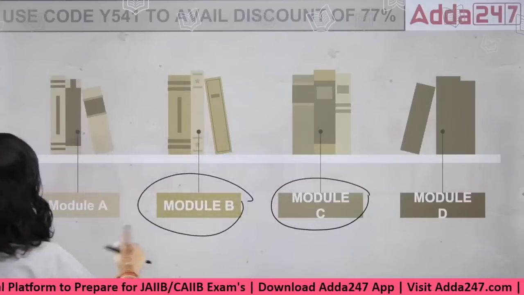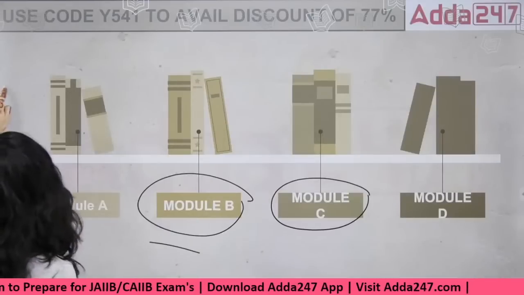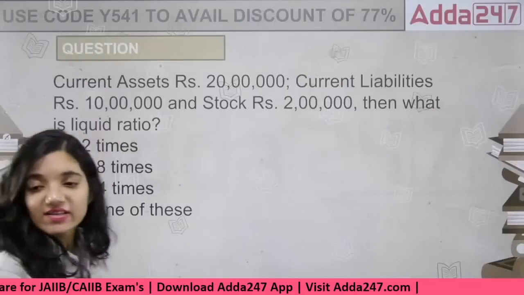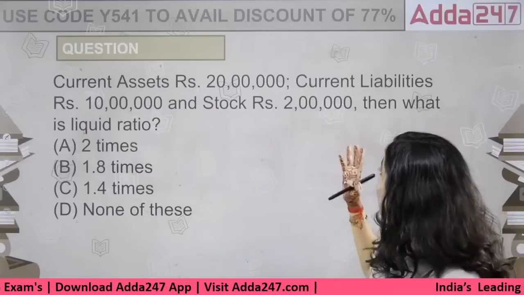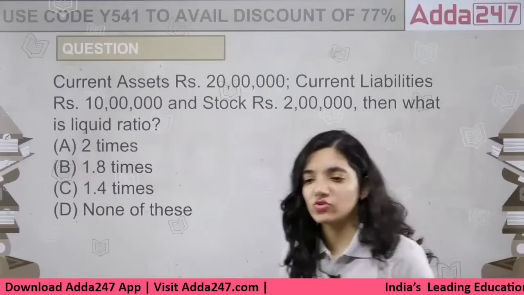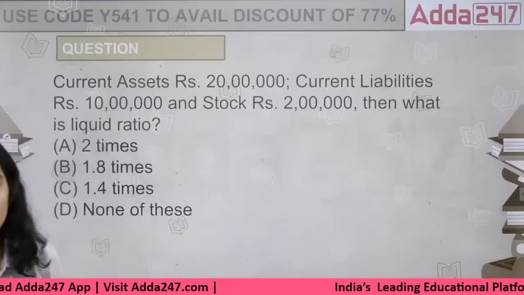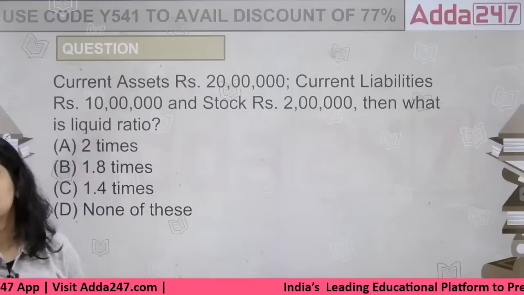Okay, here comes the first question for the marathon. The first question says the current assets are rupees 20 lakhs, current liabilities are given as 10 lakhs, and the stock is of rupees 2 lakhs. Then what is the liquid ratio? 2 times, 1.8 times, 1.4 times, or none of these?